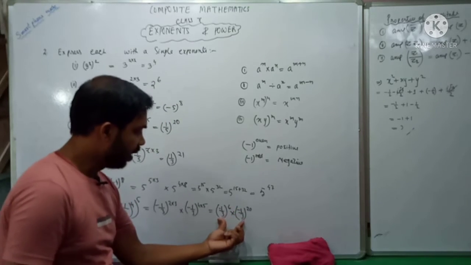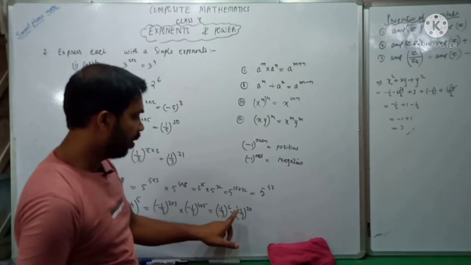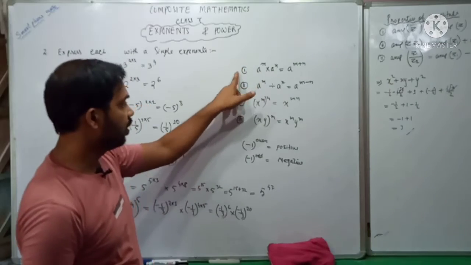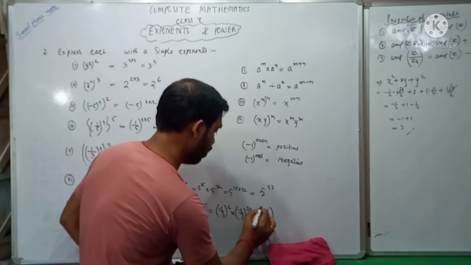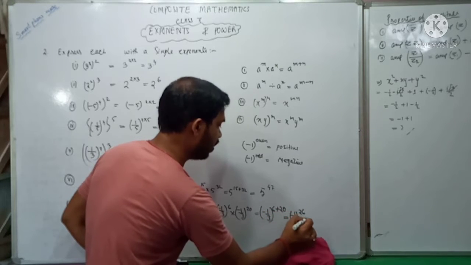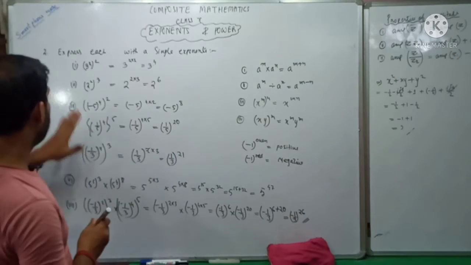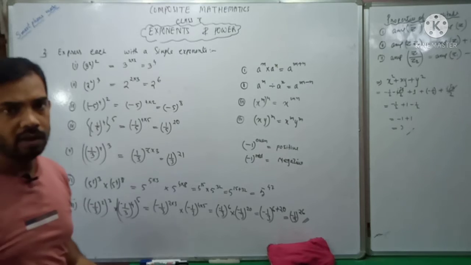Now you see the bases are same. What is the base here? Minus 1 by 3, minus 1 by 3, and we multiply, then the powers will be added according to the first law. So it will be minus 1 by 3 whole power 6 plus 20, which is equal to minus 1 by 3 whole power 26. So we have completed question number 2. Sorry, question number 3. It is question number 3. Now we will go for question number 4.